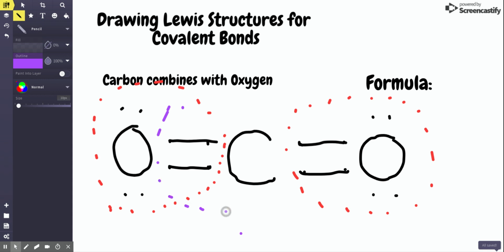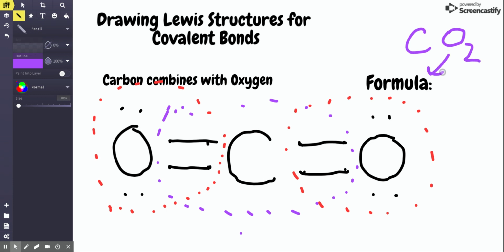I'm just going to take a different color. Carbon has 2, 4, 6, 8. So all of them are getting their valence electrons. This is a nice clean look. The formula for this would then be CO2. We can see that right there.